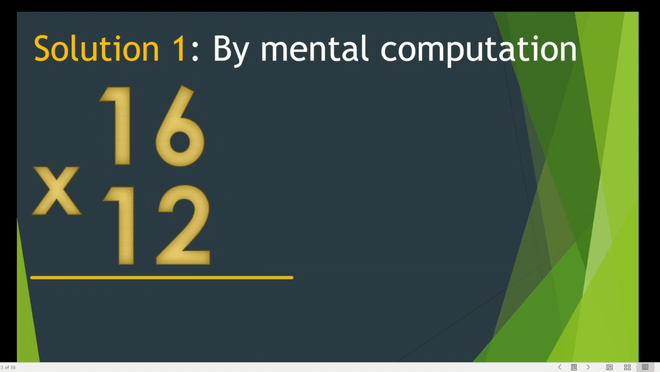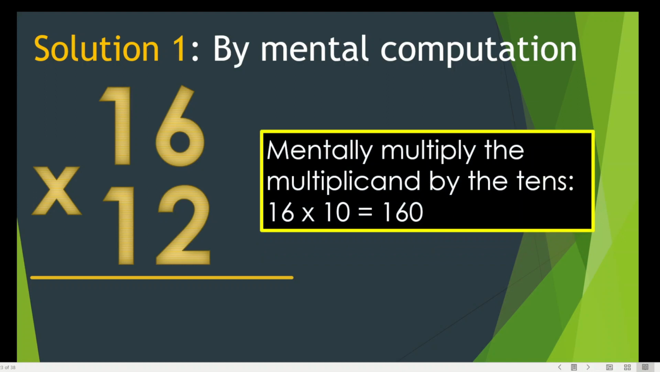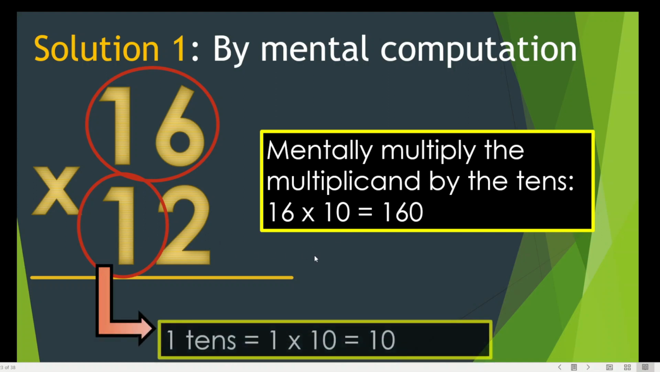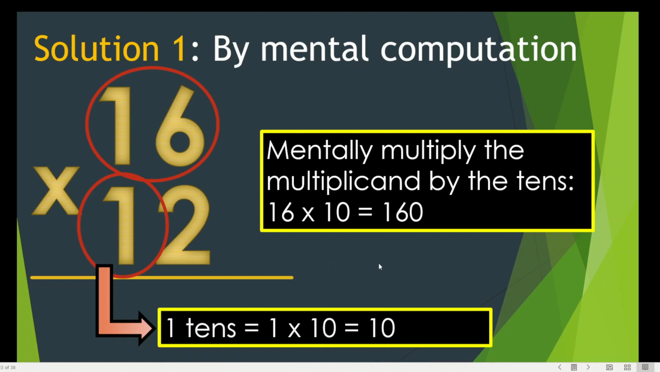And then for the second procedure, mentally multiply the multiplicand by the tens. So we have the multiplicand 16 again, and then the tens place in the multiplier is 1. So how come this becomes 10? Because 1 is equivalent to 1 tenth. 1 tenth is also the same as 1 times 10, so that's why we got the answer 10. So the number sentence in the second partial product is 16 times 10 equals 160. Okay, so 160 is our second partial product.